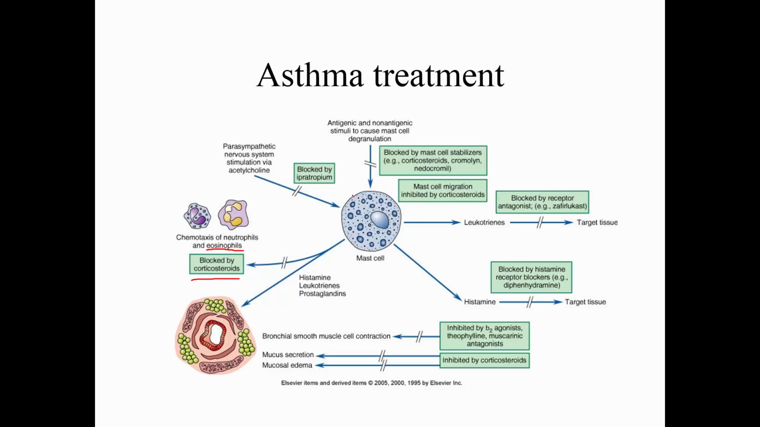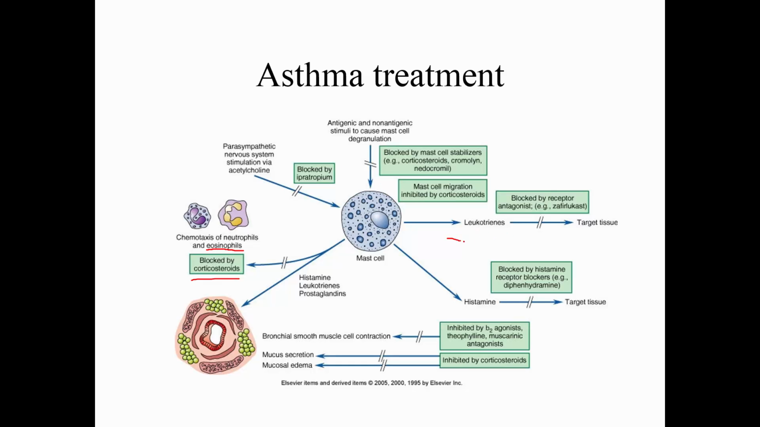The parasympathetic nervous system is going to have some immune effects. It's also going to have some effects on the smooth muscle. So you'd want to block acetylcholine, and use steroids to block mast cell degranulation and allergic reactions.